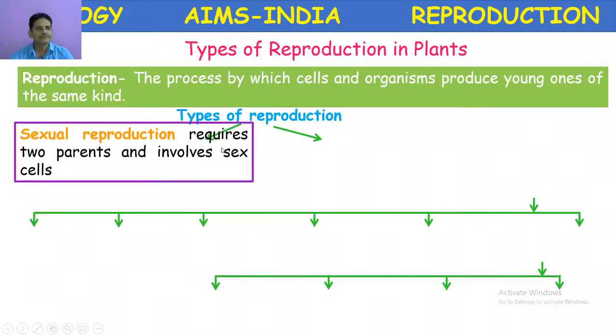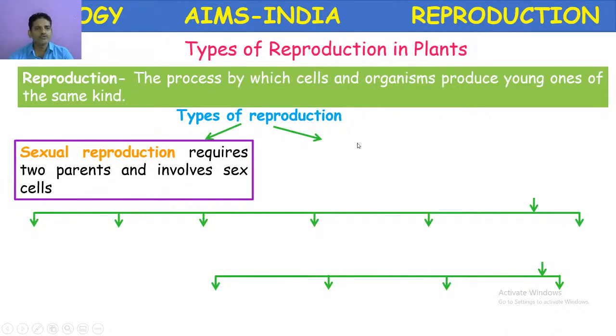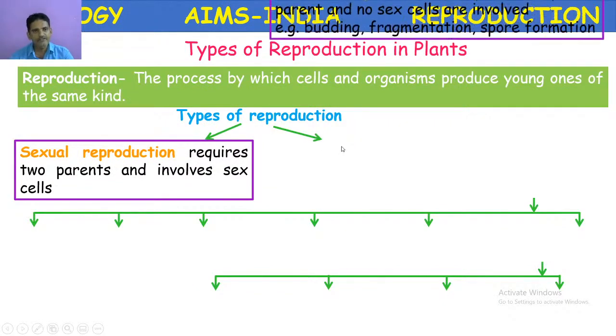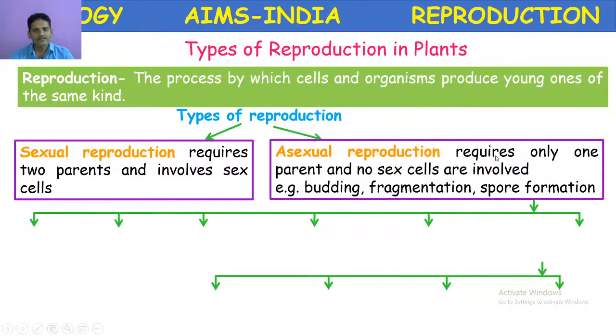Types of reproduction. They are basically categorized into two main types. One is sexual reproduction and the second one is asexual reproduction. Let us see the difference. In sexual reproduction, two parents are required and it involves the participation of sex cells. Means there is a production of gametes and fusion of gametes. Whereas asexual reproduction requires only one parent and no sex cells or gametes are involved here. Means there is no production of gametes and no fusion of gametes.